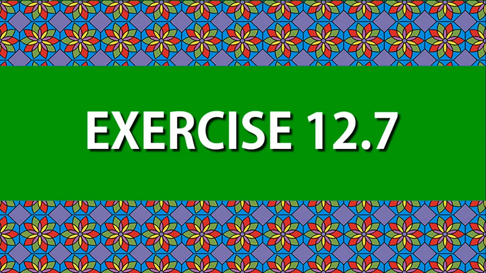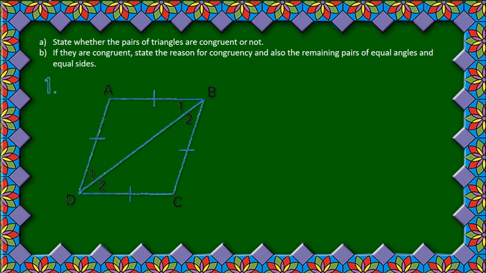These are the solutions to exercise 12.7. The question says, A, state whether the pairs of triangles are congruent or not. And then B, if they are congruent, state the reason for congruency and also the remaining pairs of equal angles and equal sides. Now to focus on A, if we need to state whether they are congruent, remember with congruency, the triangles need to be the same shape and the same size.